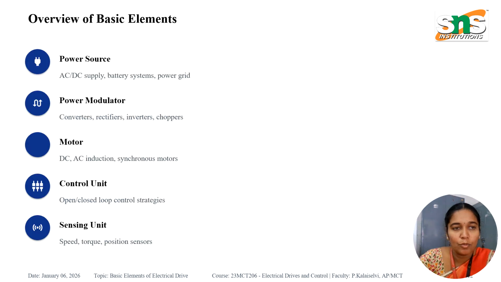Then we move on to the overview of basic elements. The complete electrical drive system mainly includes the power source, power modulator, motor, control unit, sensing unit, and finally the load. The power source is nothing but an AC or DC supply or a battery. The power modulator is a converter unit, and the motor converts electrical to mechanical energy. The control unit decides the speed or torque control. The sensing unit provides feedback like speed, position, and torque, and finally the load defines the mechanical requirements.